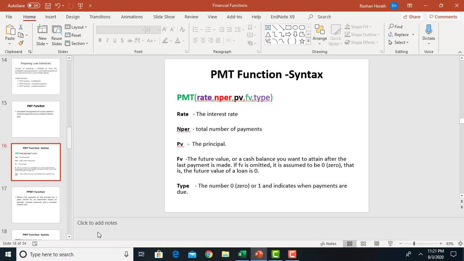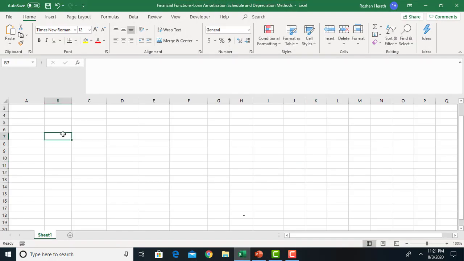Now we may take a particular example and try to apply this. Let's say that you obtain a particular loan today. Let's say you're obtaining a particular loan on 1st of April 2020. And the loan amount, let's say you're obtaining 1 million. You're obtaining a 1 million loan.